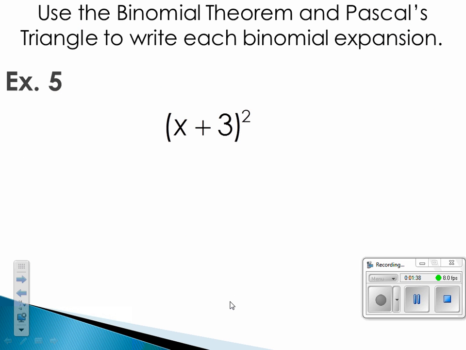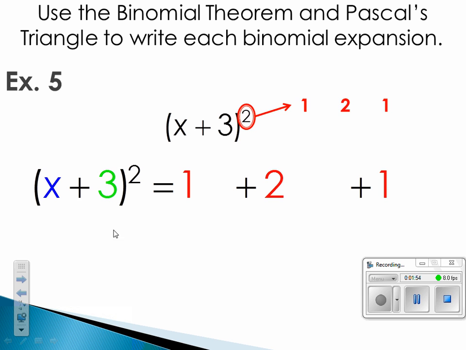Okay, so let's try it. Okay, so we've got x plus 3 to the second. 2 tells me that I need to look at the second row of Pascal's triangle, which is going to be 1, 2, 1. Okay, so if I go and I say, all right, 1, 2, 1. Now counting down from the left, I'm going to have x squared plus 2x, because it's counting down by 1.